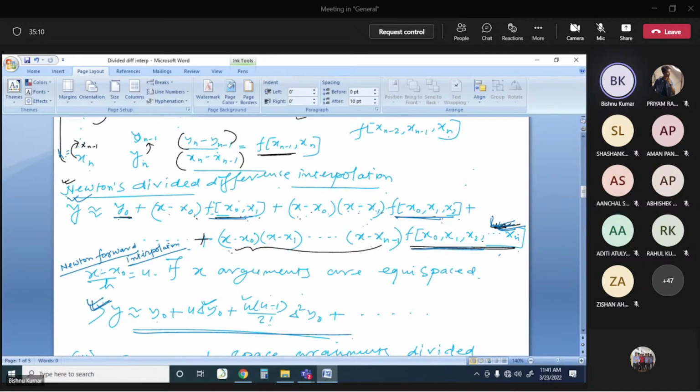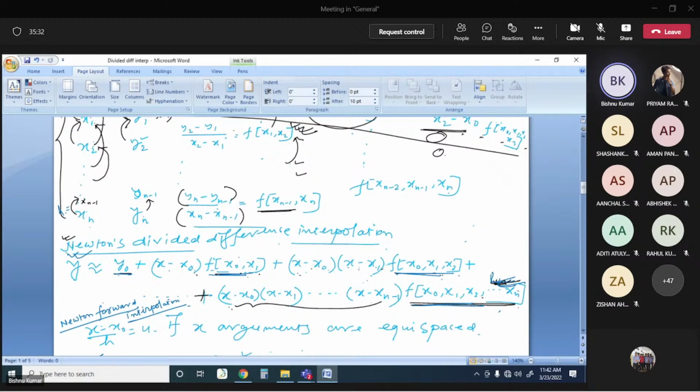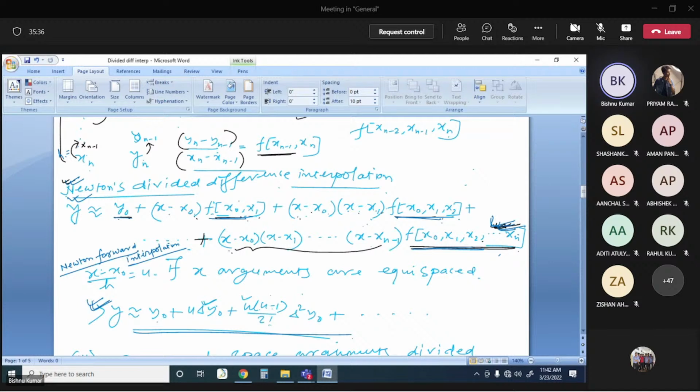If the x values are not equally spaced, then you will use Newton divided difference interpolation. Keep that idea in mind for lifetime. If these values are not equally spaced, you have to use Newton divided difference. But if by chance your x values are equally spaced, then this formula will coincide with the Newton forward interpolation.